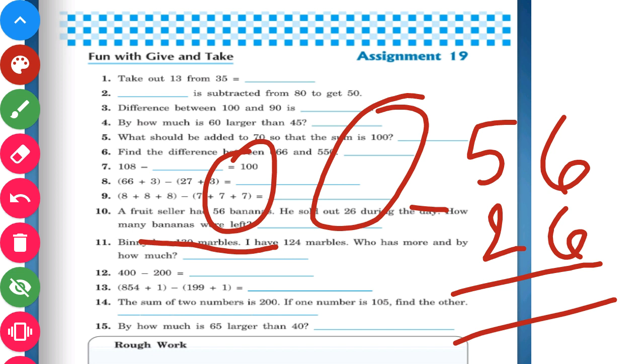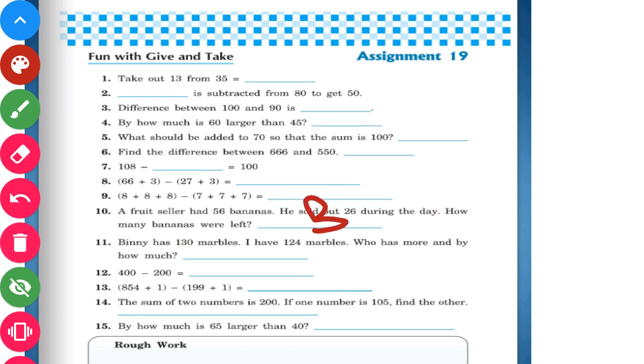Now we will start from the ones place. 6 minus 6 will give us 0. 5 minus 2 will give us 3. So 30. Okay. So 30 bananas were left with him. Okay. So as this is a word problem, you need to write the statement also.